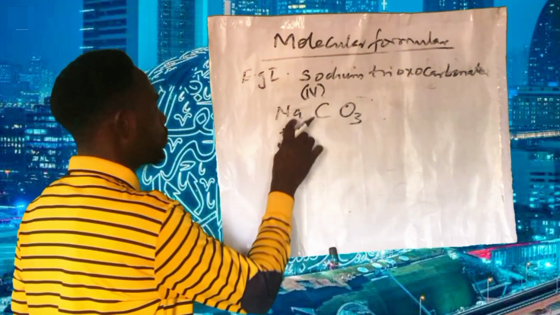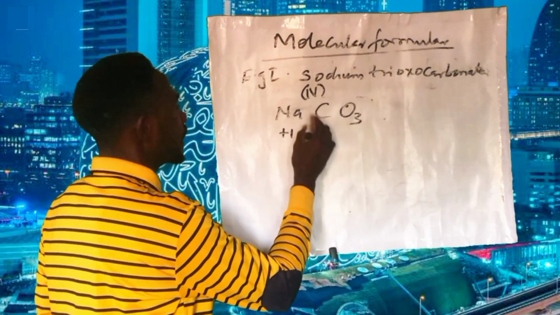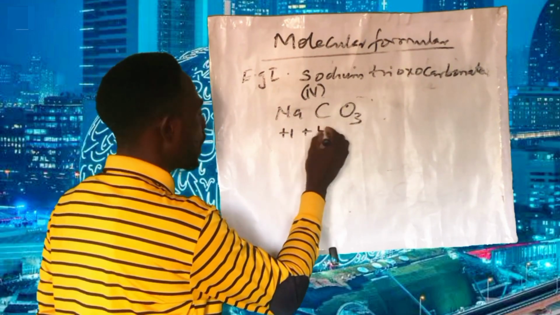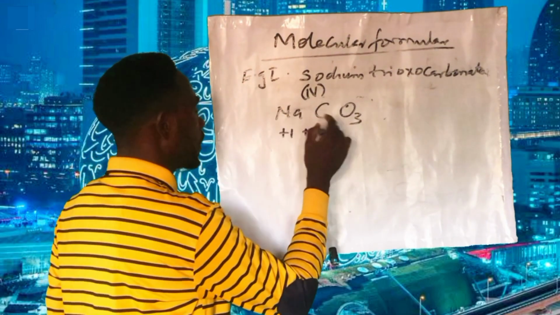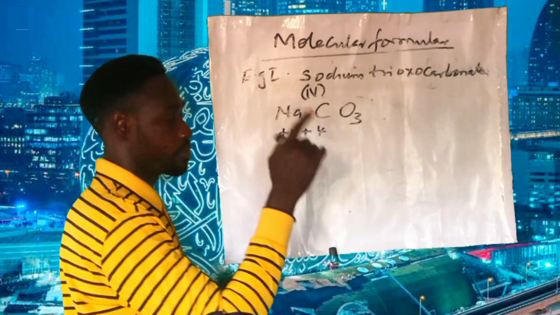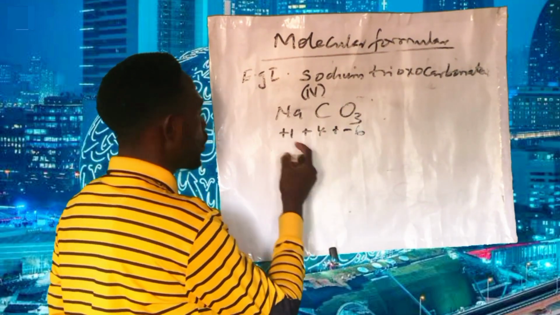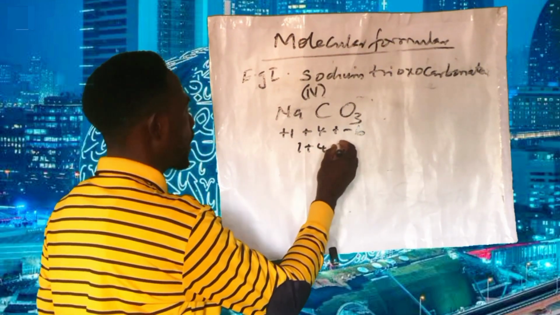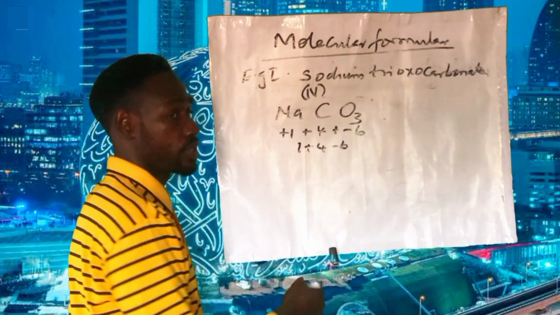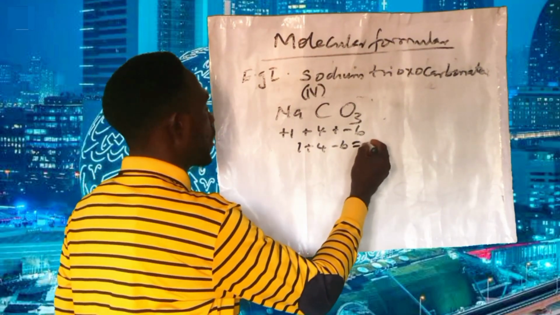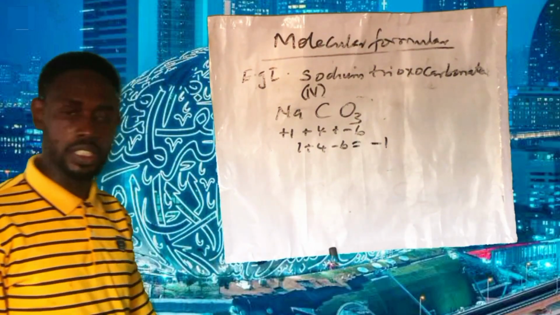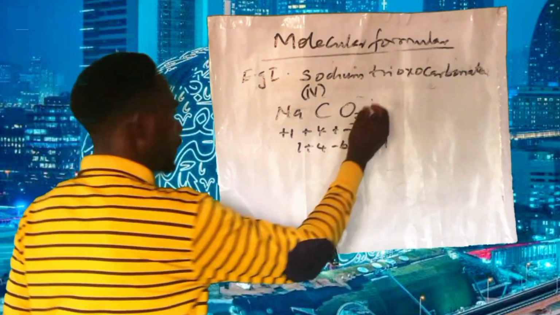Okay, so sodium is 1 plus. They have told us carbonate 4, which means carbon here is 4. 1 carbon exists for them. I've already told you that oxygen is -2. So -2 times 3 is -6. So what do we have? 1 plus 4 minus 6, because plus minus is still minus. What do we have here? We have -1. That shows this formula is incorrect.